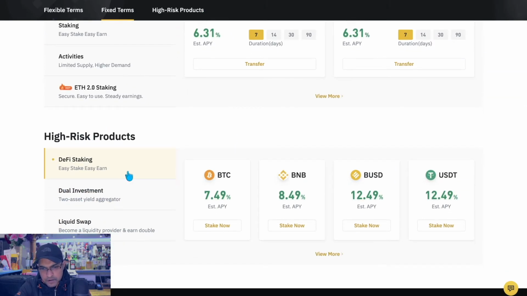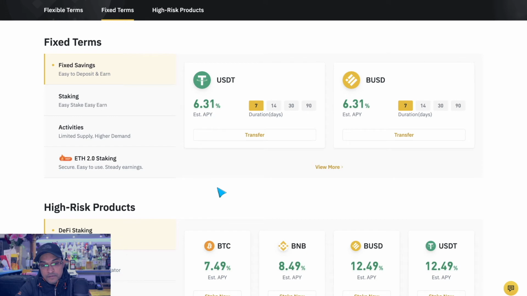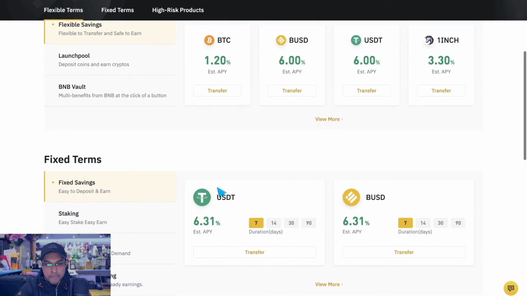So you see these high risk products. A lot of people jump into these high risk products, right? Especially these dual investment and liquid swap. Again, listen, rather than swapping, you're better off just buying the coin directly, because you are going to lose money on it. And when you're doing these high staking, high risk products, a lot of the time you might not get your Bitcoin back. You might get something else in return. This is why they're warning. It's like high risk. Don't do that.